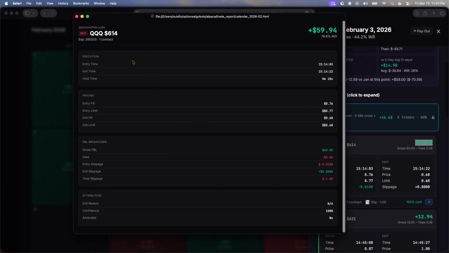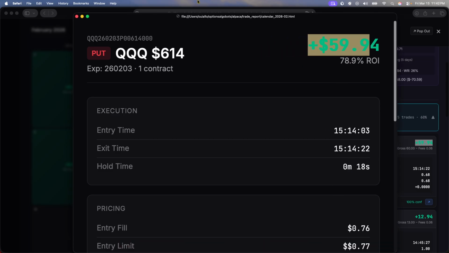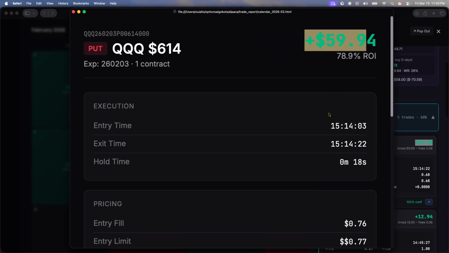It was a put contract. So we were bearish on the market. We thought the market was going to go down. We thought QQQ was going to go down to the 614 level, and we were able to make 59 bucks on it. So we got in at 10:14, and we were in it for 18 seconds.